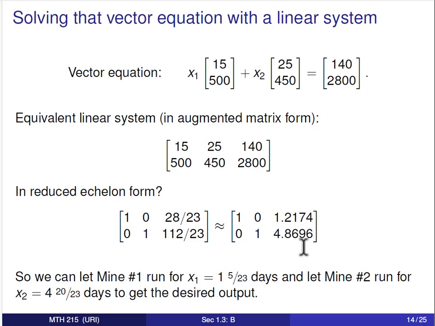So the bottom line is, x1 should equal 28 over 23, or in other words, 1 and 5/23. If we let mine 1 run for 1 and 5/23 days, and let mine 2 run for this number, which is equal to 4 and 20/23 days, then we will get exactly a solution to this problem. We'll know how many days to let the mines run to produce the desired amount of ore.